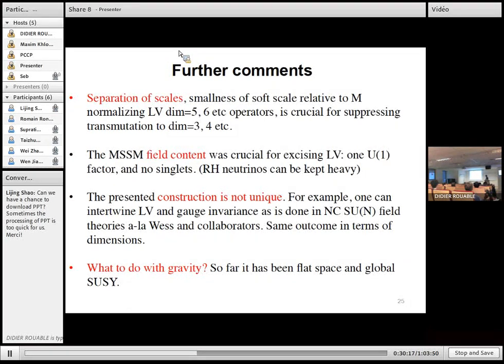All right, so I'll skip these comments, because I should say that this construction that we did is not unique. You can have other realizations of supersymmetry and Lorentz violation. One in particular is supersymmetric non-commutative field theories, and gauge theories in particular, where often you have the SUSY gauge transformations and Lorentz violating parameters entangled together. That would be slightly different from what I just discussed, but the outcome is the same: the Lorentz violation is banished to the dimension 5 and 6 operators, and its transmutation to lower dimensional operators is controlled by the soft breaking scale.